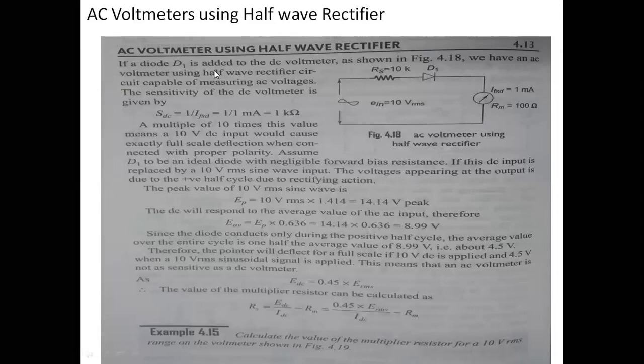Suppose a diode D1 is added to the DC voltmeter. It becomes a half-wave rectifier. So the sensitivity is 1 by IFSD. Already we know that the inverse of the full scale deflection current is the sensitivity of the meter. In this case IFSD is 1 milliampere, and from that we will get a sensitivity of 1 kilo ohm per volt.